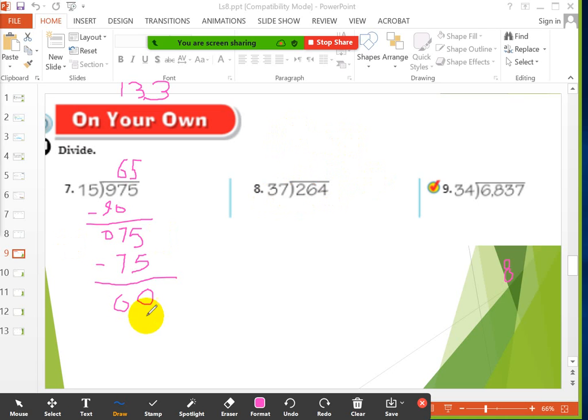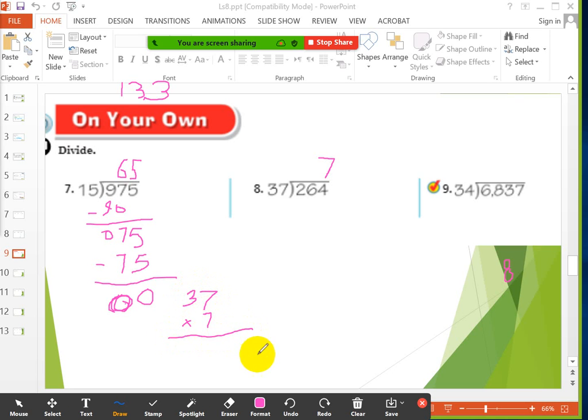Now how many 37s are in 264? How many? What do you think? It will be between maybe 7 or 8. Let's try 7. So here you have to try. I will try 7 and multiply it with 37. So I will multiply 37 with 7 to find the answer.